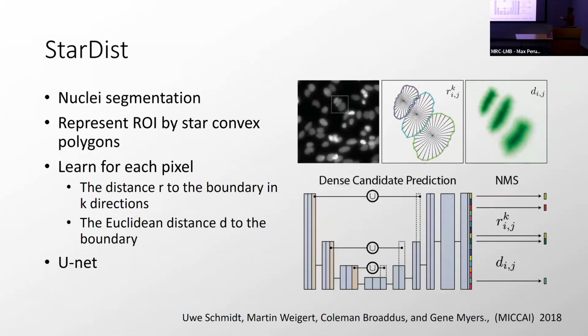So basically, you have a network which, from the image, will predict these 32 distances along radial directions, and then a Euclidean distance to the boundary, whatever the direction is. The architecture is a UNet, so this kind of contracting path and expanding path. So an encoder-decoder with some skip connections across the different resolutions.